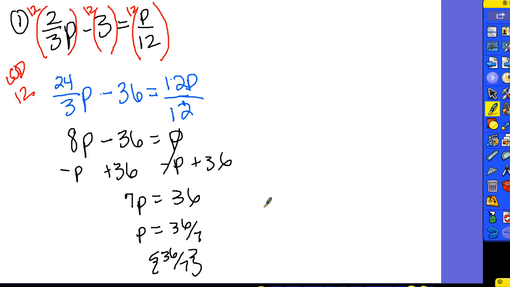Please don't ever change an answer from a fraction to a decimal unless the original problem contained decimals. That's just something to remember for me, okay? Whether it has fractions or whole numbers, fraction answers, that's what I want. Unless the problem starts with decimals.